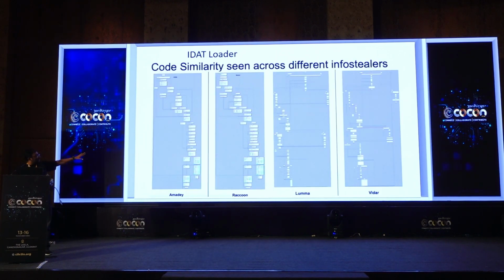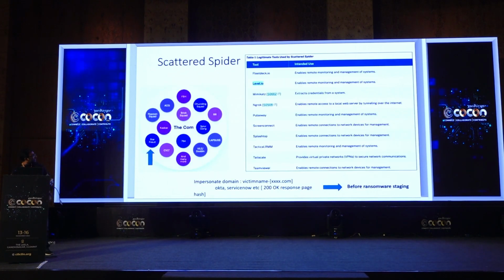This is the code I was telling you about. Variant 1 is on the left side, the first two blocks. Variant 2 is on the right side, two blocks. Variant 1 was seen used by Amadey and Raccoon. The Variant 2 loader of IDAT was used by Lumma and Vidar. You can see the huge chunk of small blocks, kind of similar between these two malwares, showing variant 1. These were small blocks used by variant 2 by Lumma and Vidar.